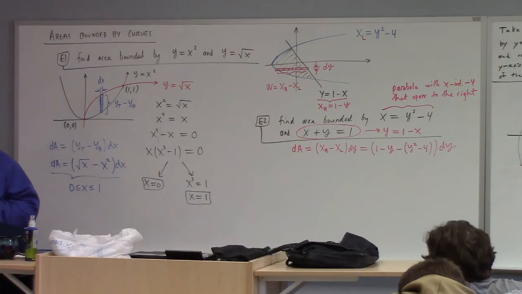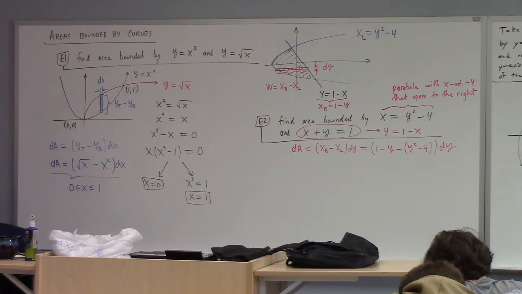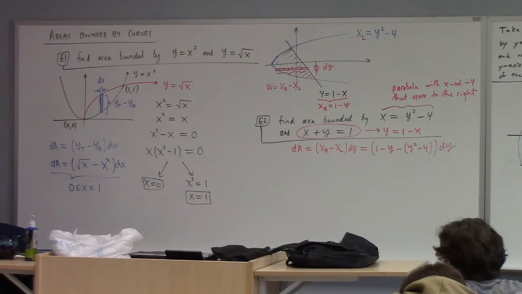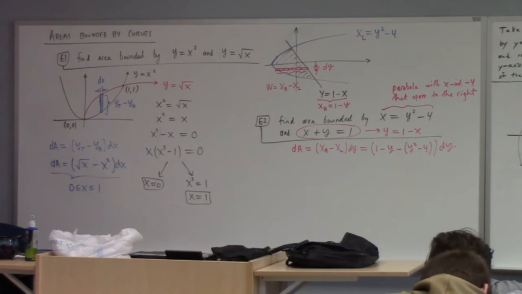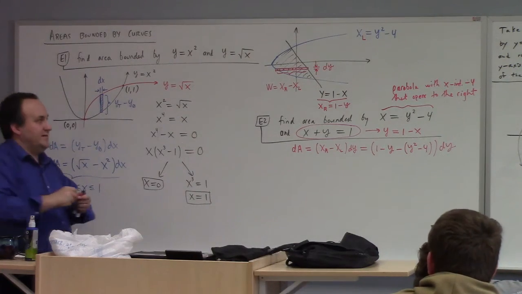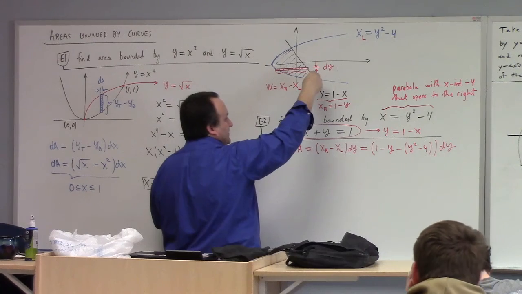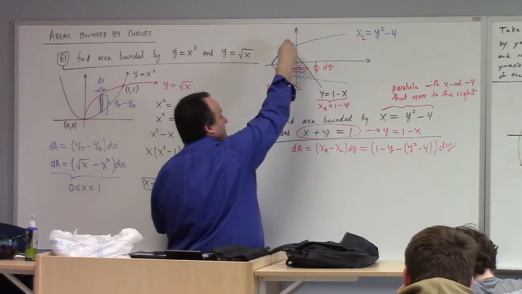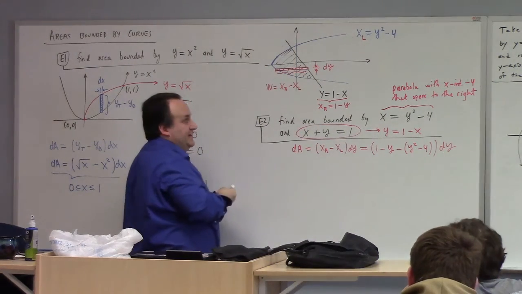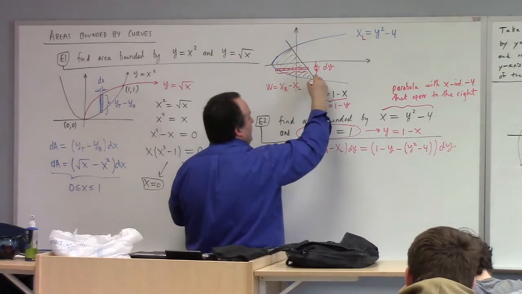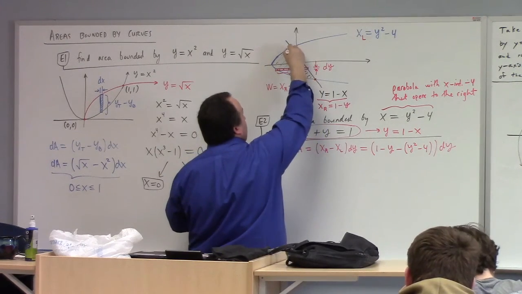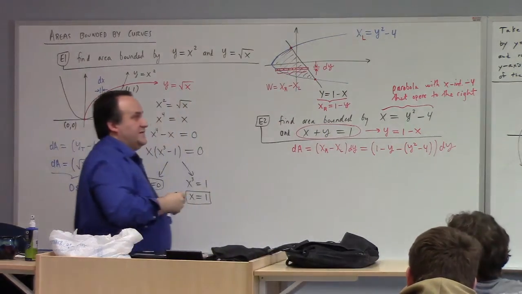Over what domain? Where should we integrate this? What have I not done yet? So think about it, right? We can draw such a rectangle at each point here, from this point all the way up to here. So we need to find these points of intersection in order to set up the integral. How do you find those points of intersection?